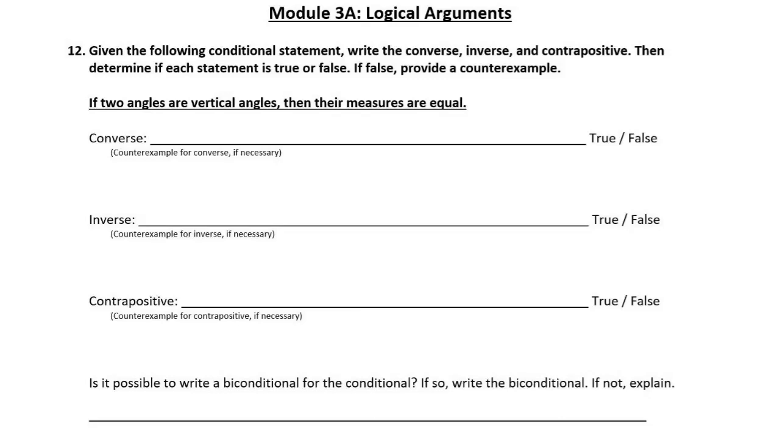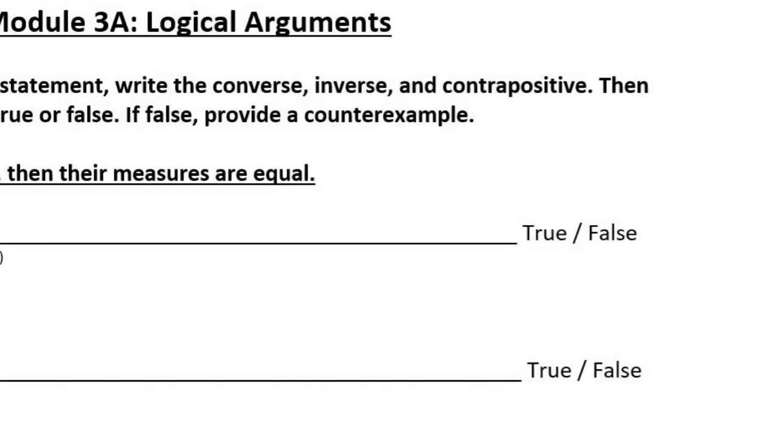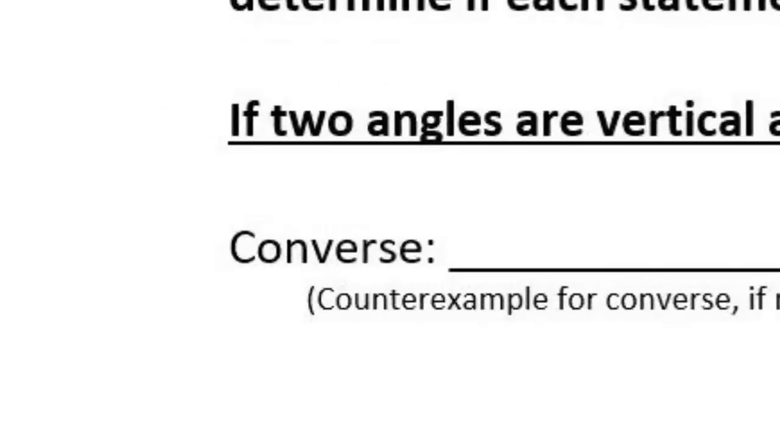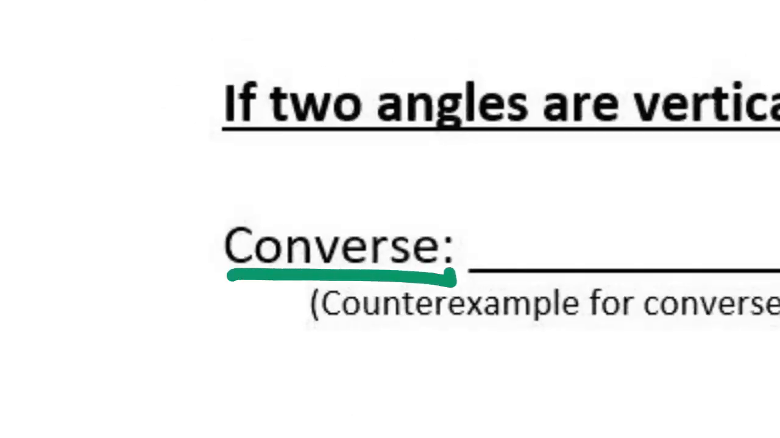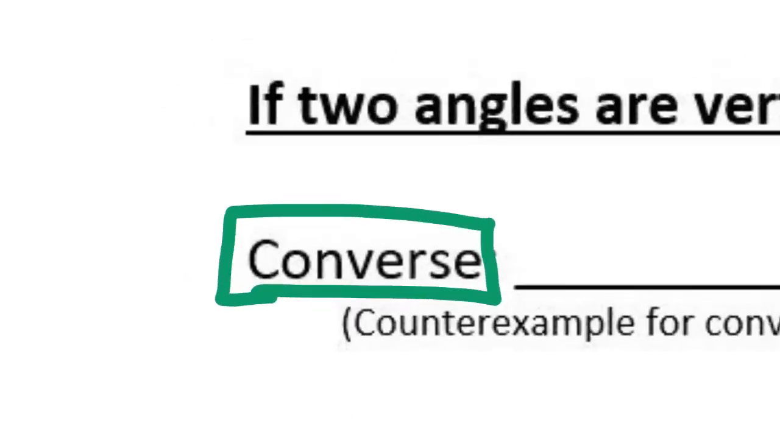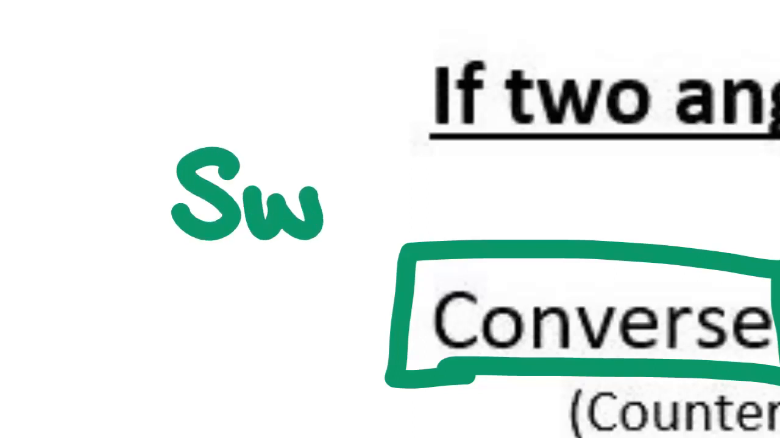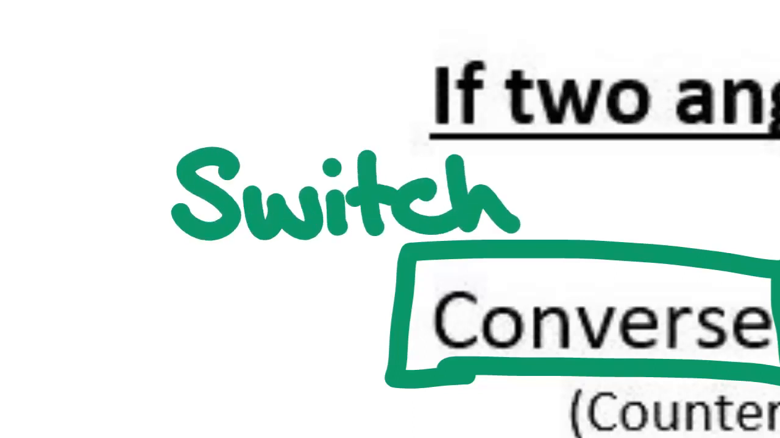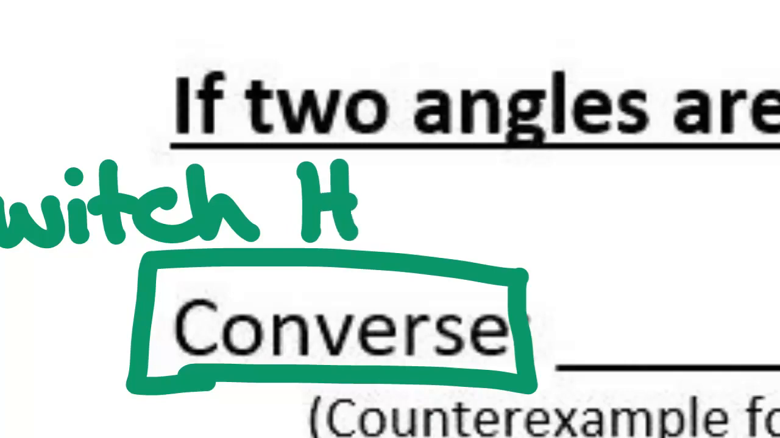Given the following conditional statement, write the converse, inverse, and contrapositive. Then determine if each statement is true or false. If false, provide a counterexample. If it's true, we don't have to provide a counterexample. In fact, a counterexample does not exist if it's true. So to do the converse, we're going to switch the hypothesis and the conclusion.